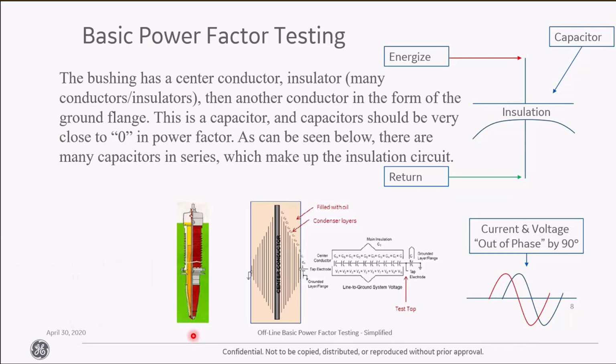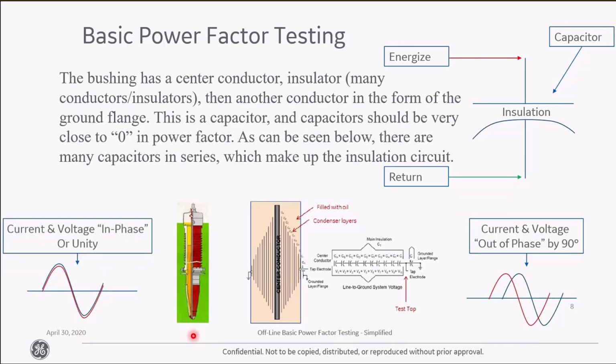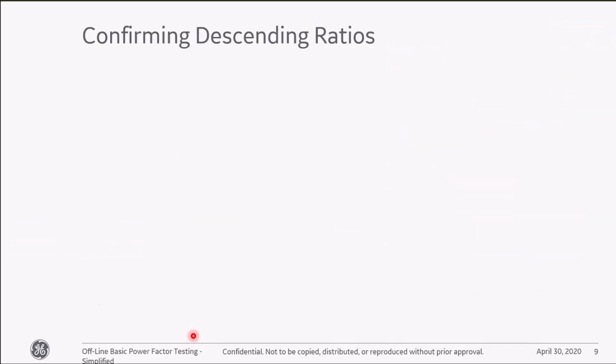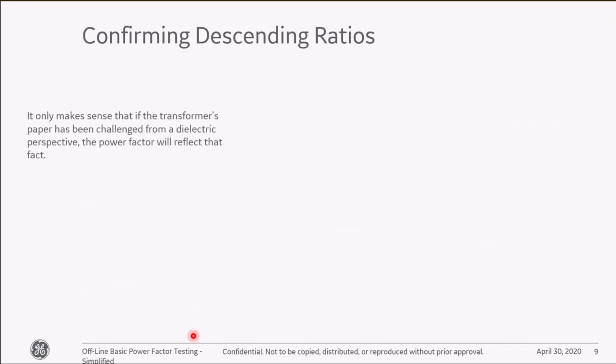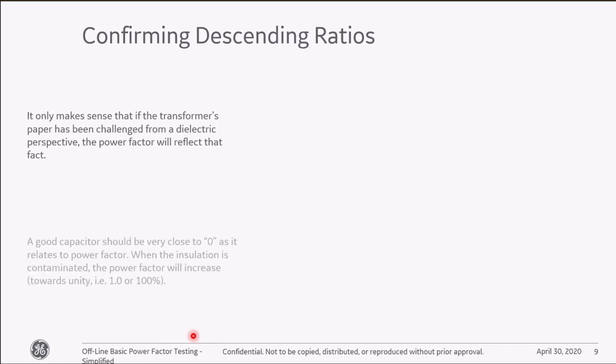So that's why we do the testing, as opposed to being in phase across that capacitor, because if it's in phase across that capacitor, that's a bad thing. So it only makes sense that the transformer's paper has been challenged from a dielectric perspective. So you have to think about it. Why do we do all those capacitors in that bushing? We're trying to obtain a particular dielectric that we want to see, so that the insulation across there can withstand X amount of kV, right?